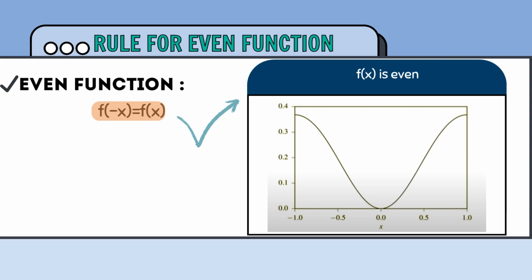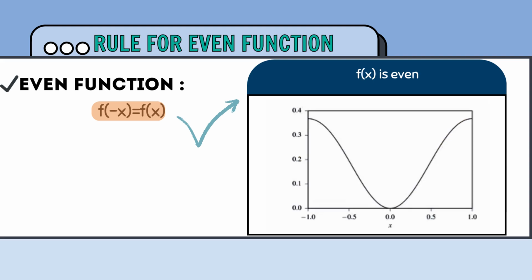Let's look at this graph. Here, the value of the function at x equals 0.8 is 0.34. At x equals negative 0.8, the value is also 0.34. This tells us that the function at 0.8 is equal to the function at negative 0.8. The same is true for other x values like 0.7, 0.6, 0.5, 0.4, and so on.